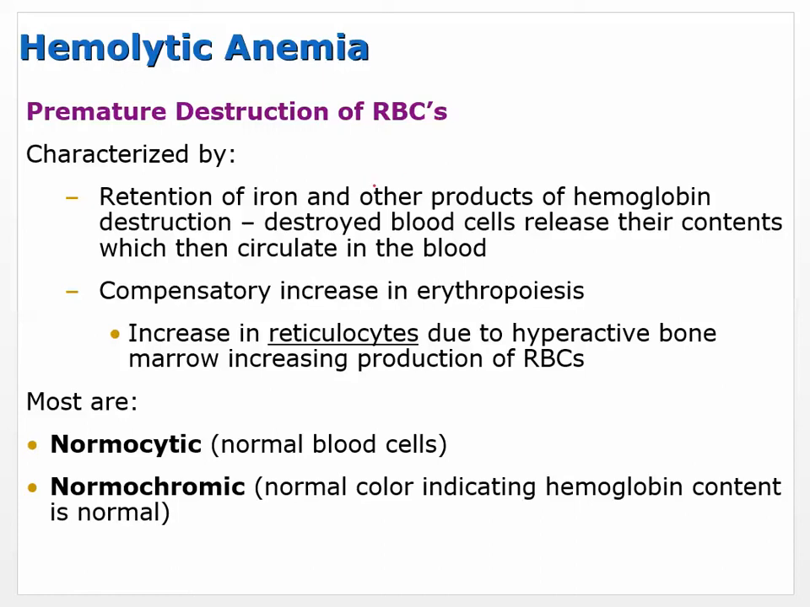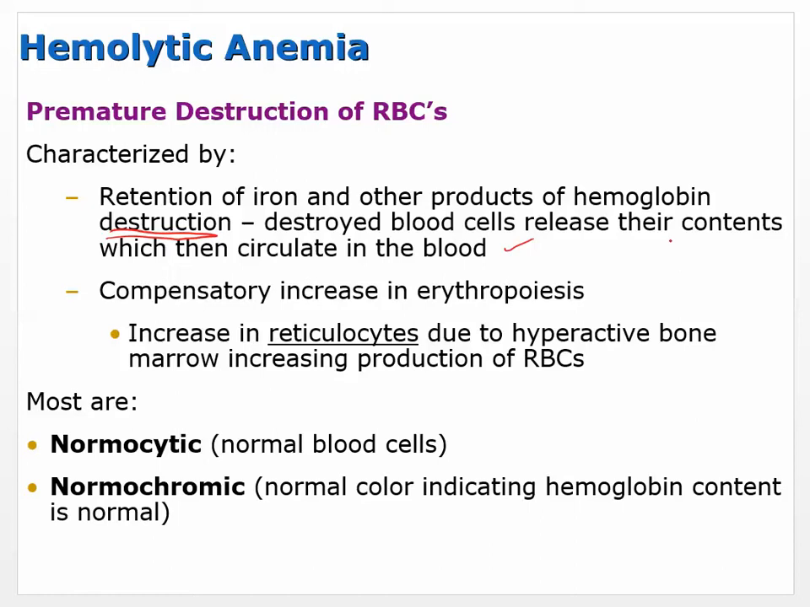Okay, so characterized by retention of iron and other products of hemoglobin destruction. So something inside them is causing them to be destroyed. Destroyed blood cells release their contents, which then circulate in the blood. So a lot of times you'll see plasma that may turn kind of a reddish color. There's also a compensatory increase in erythropoiesis.